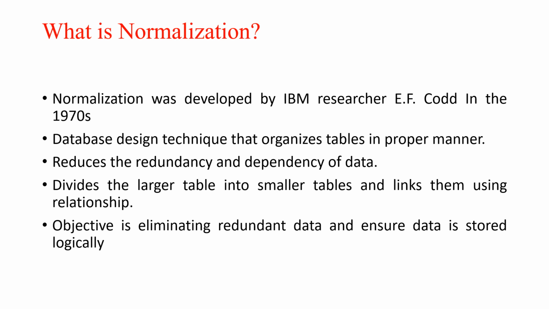Normalization was first developed by the IBM researcher E.F. Codd in the year 1970. It is a database design technique that organizes the tables in a proper manner. It reduces the redundancy and also the dependency of data. It divides a larger table into smaller tables and links them using relationships. The main objective of normalization is eliminating the redundant data and ensuring data is stored logically.